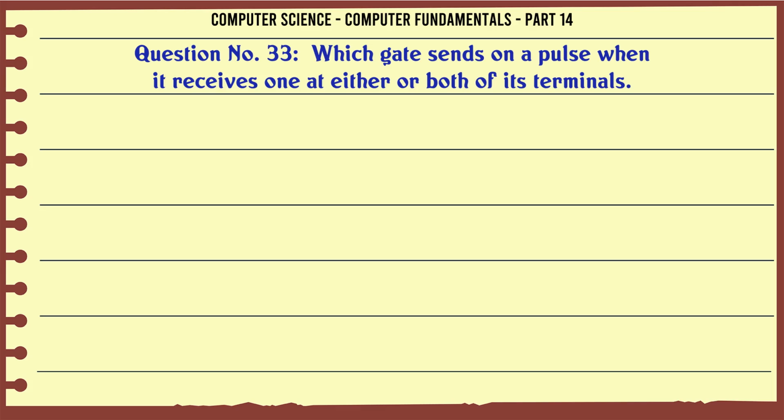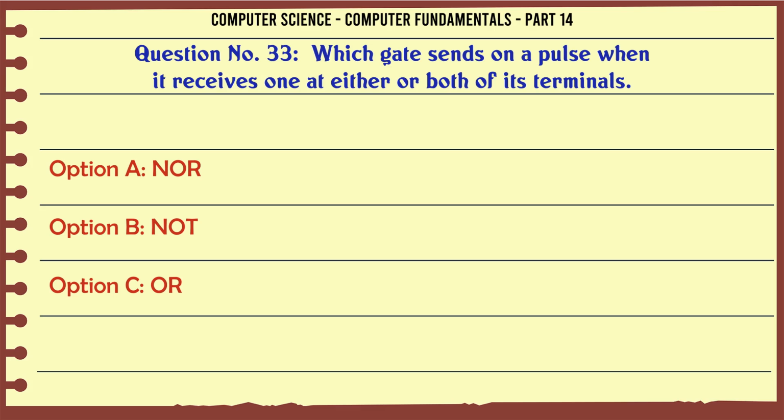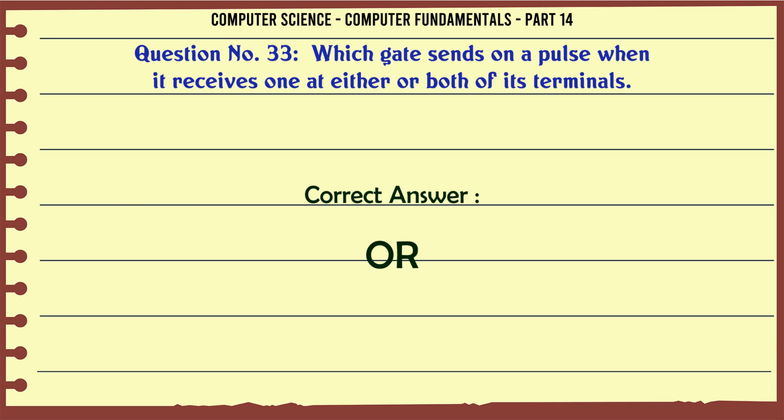Which gate sends on a pulse when it receives one at either or both of its terminals? A. NOR. B. NOT. C. OR. D. None. The correct answer is OR.